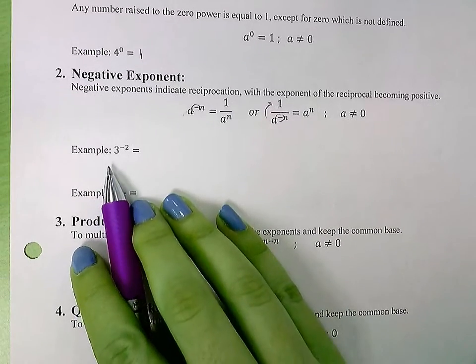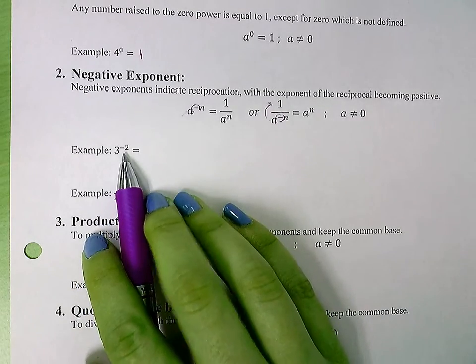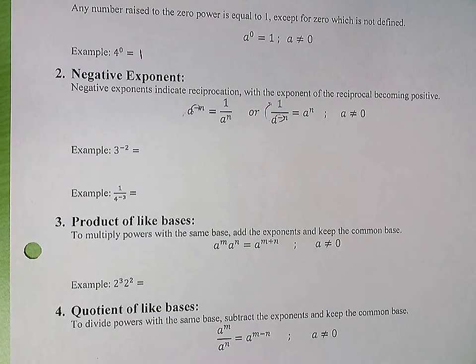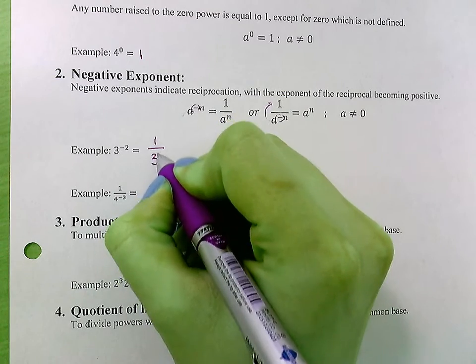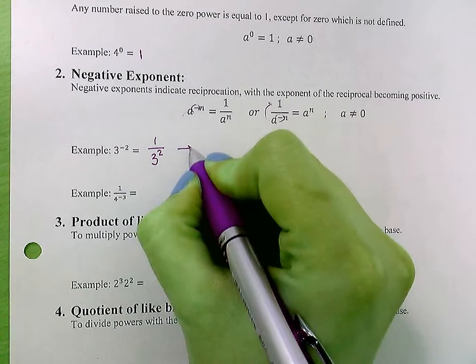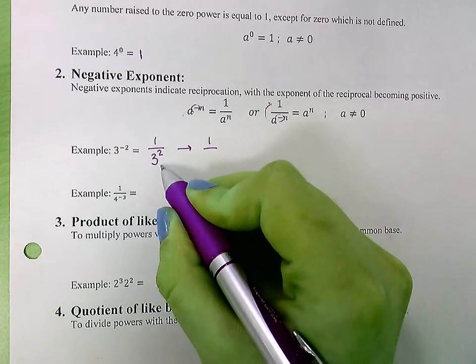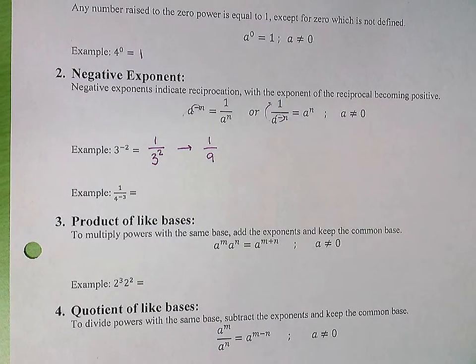So my first example here, if I have 3 to the negative 2, well, that negative will flip that whole thing to the denominator. So we'll have 1 over 3 squared. That 2 still stays the same. That negative will go away once you flip it or reciprocate it. And I can simplify this one a little bit further. So I have 3 squared, which is just 9. So I can simplify that further to 1/9.